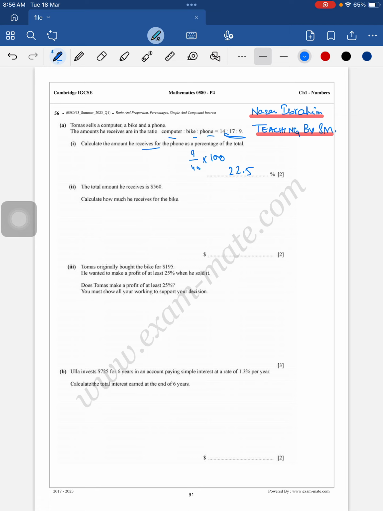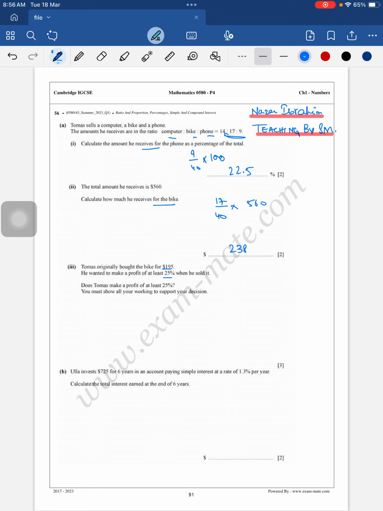The total amount he receives is $560. Calculate how much he receives for the bike. So for the bike, the ratio is 17 and the total is 40, and the total amount is 560. So 17 upon 40 times 560 gives $238, right?